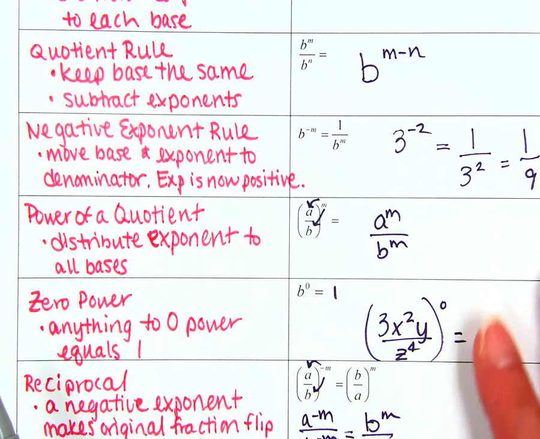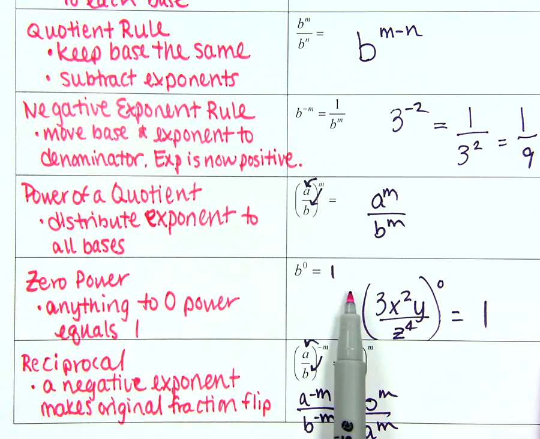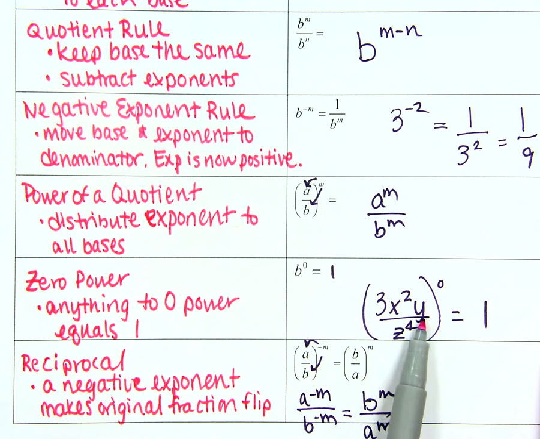All right, the zero power rule is actually the easiest rule that we have, and anything to the 0 power is 1. So I wrote out 3x squared y over z to the 4th. If I have all of that raised to the 0 power, that whole expression becomes 1.